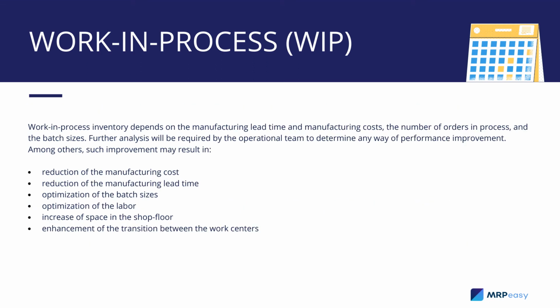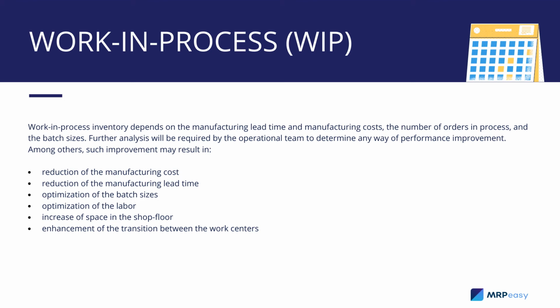Work in process inventory depends on the manufacturing lead time and manufacturing costs, the number of orders in process, and the batch sizes. Further analysis will be required by the operational team to determine any way of performance improvement. Among others, such improvement may result in reduction of the manufacturing cost, reduction of the manufacturing lead time, optimization of the batch sizes, optimization of the labor, increase of space in the shop floor, enhancement of the transition between work centers.